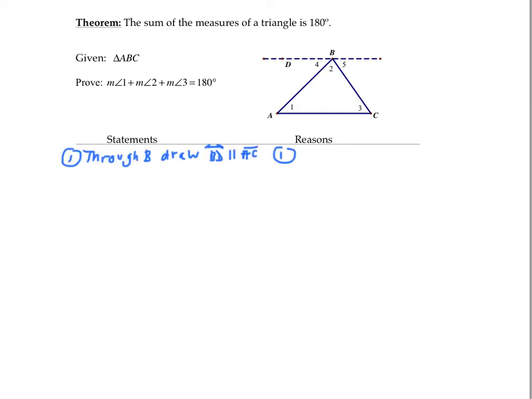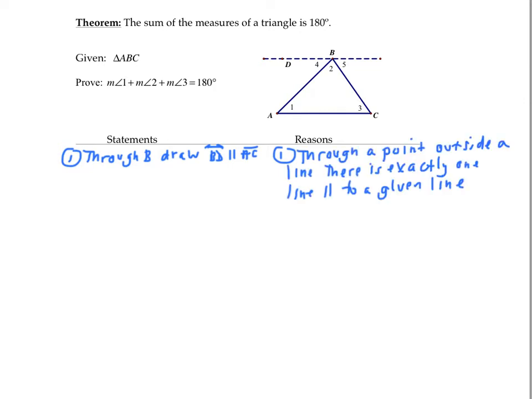So the first thing that I would do in this proof is draw a line BD through point B so that this line BD is parallel to AC. And the reason for that is through a point outside a line, there's exactly one line parallel to the given line. Next, I would probably just draw a little arrow to show that those two are parallel to each other.